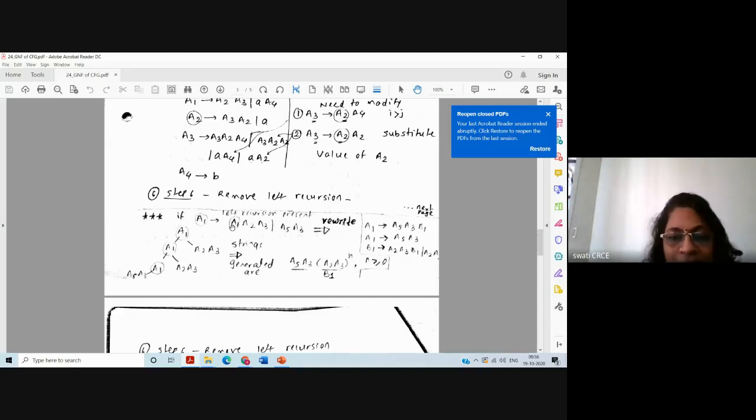Okay. So how is the left recursion present here? Here for A1 there are two different rules. A1 is equal to A1 A2 A3 and A1 is equal to A5 A3. Here there is no recursion, but this is the value of A1.